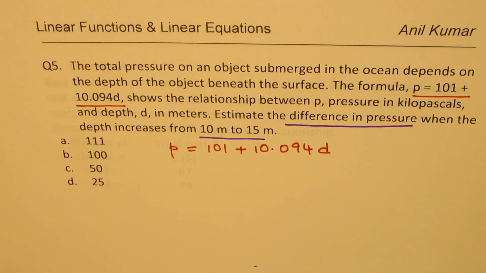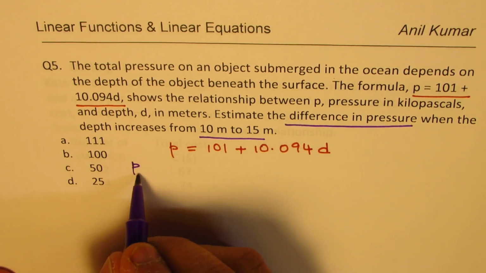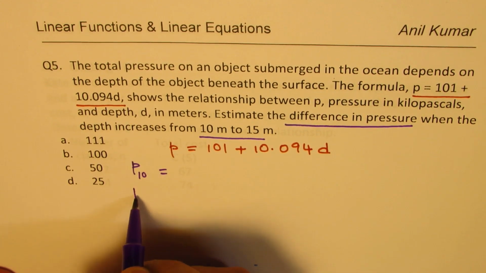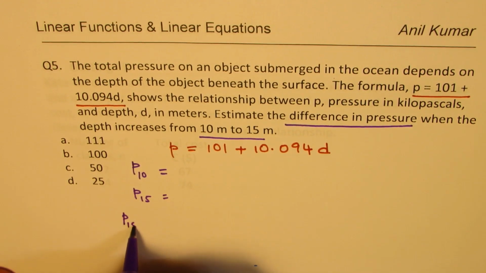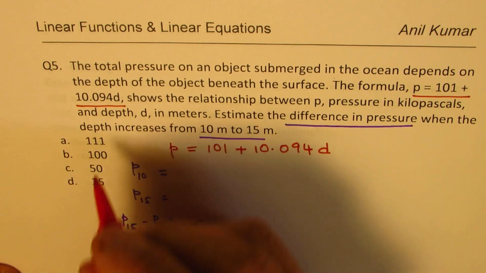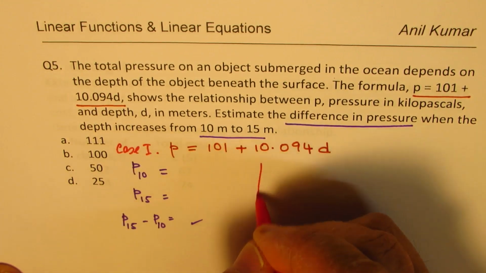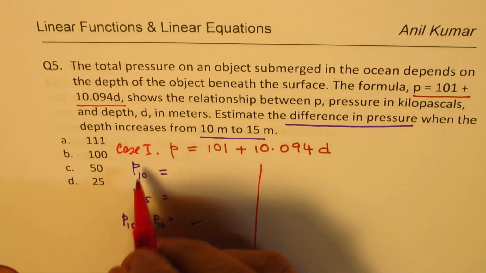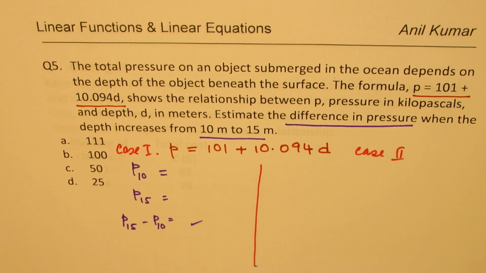Now, how are you going to solve this? Well, one method will be that you could find the pressure when the depth is 10. Then you can also find the pressure when the depth is 15. And then you do the difference of the two, right? So you could do the difference of the two and you will get your correct answer. Well, this is your method number 1. Correct? So we'll say case 1. Now, we'll actually discard this method. This may take a lot of time. Let's do case 2.